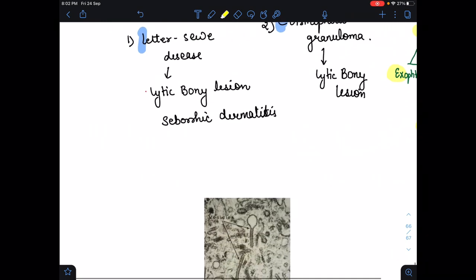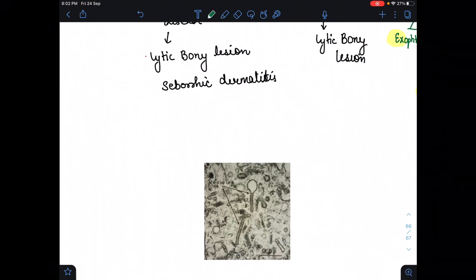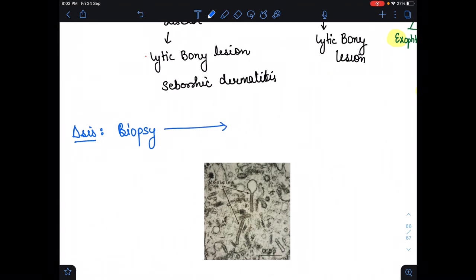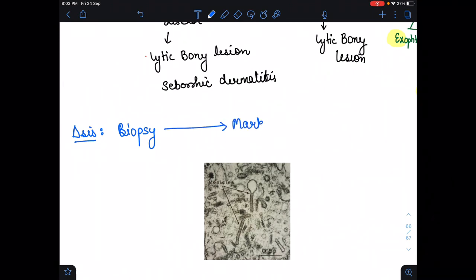Now, for the diagnosis of LCH, what do we find? We do a biopsy. And in the biopsy, what markers do we find? The marker for LCH is CD1a. Please remember it. CD1a is the marker of LCH. It is a very important question.